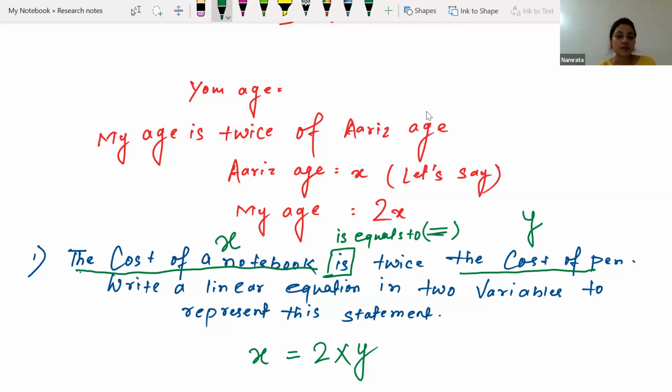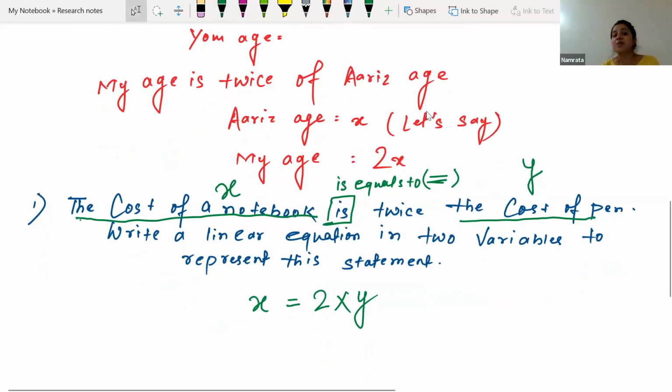Are you getting it? Yes, ma'am. Okay, so it's that simple. You just have to decode the given statement and write the equation. Whatever is not known, just take it as a favorite alphabet. You can take X, you can take Y, you can take Z, P, Q, K, anything of your choice.